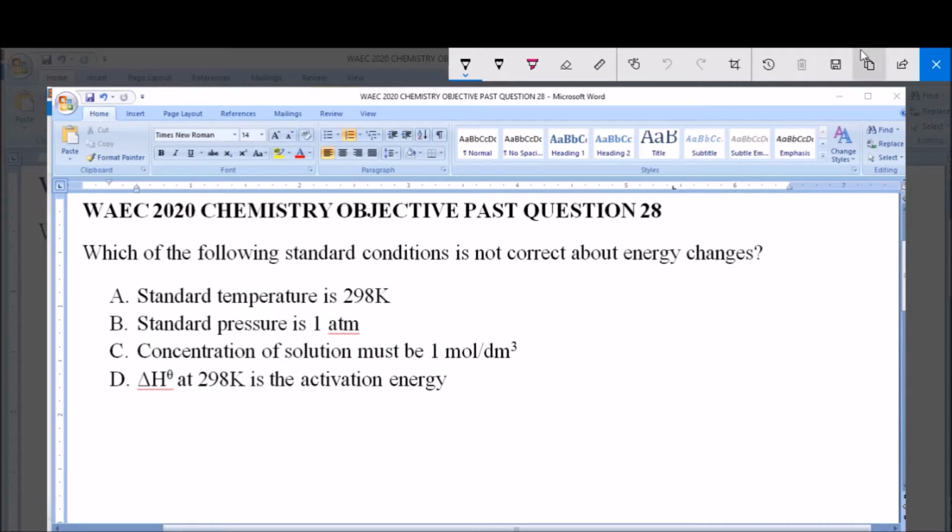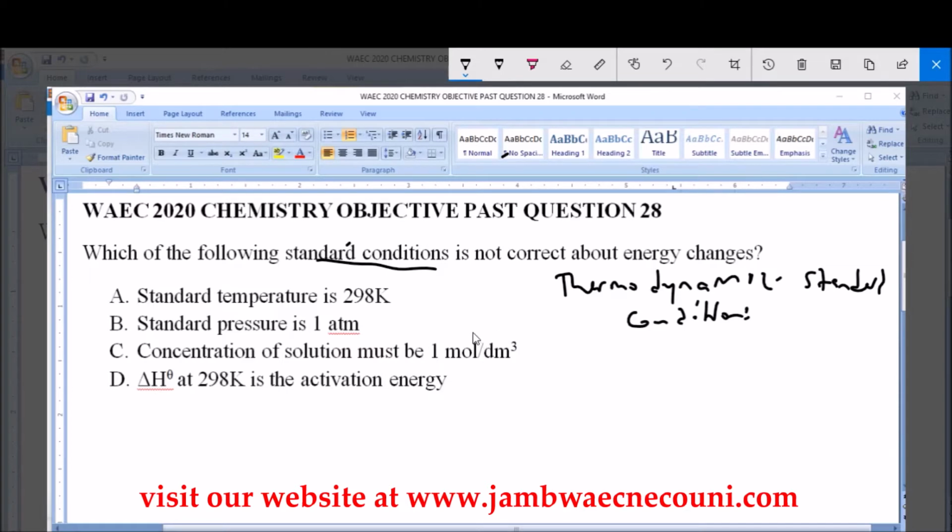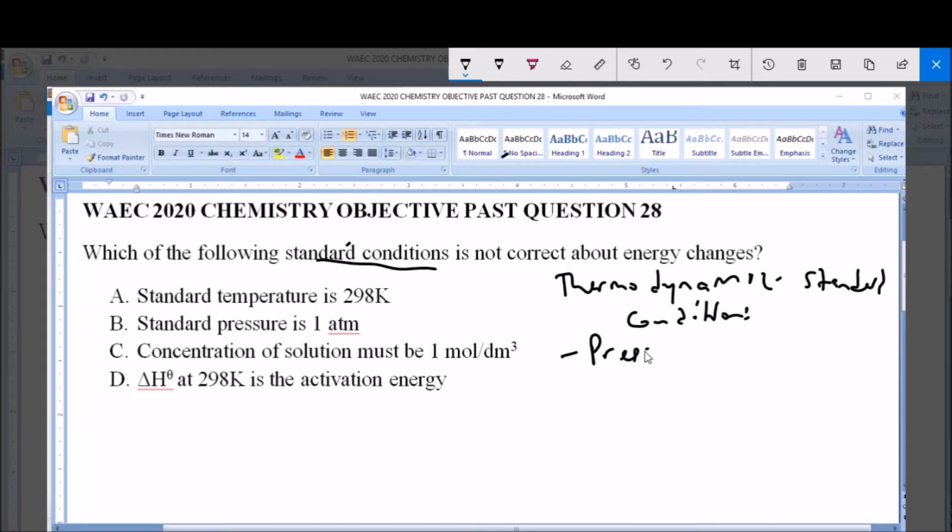So this is basically discussing standard conditions of thermodynamics. So thermodynamic standard conditions, and let's look at what the standard conditions for thermodynamics are. So first you have the standard pressure at 1 atmosphere for thermodynamic standards, and then you have standard concentration in thermodynamics to be 1 mole per dm cube.